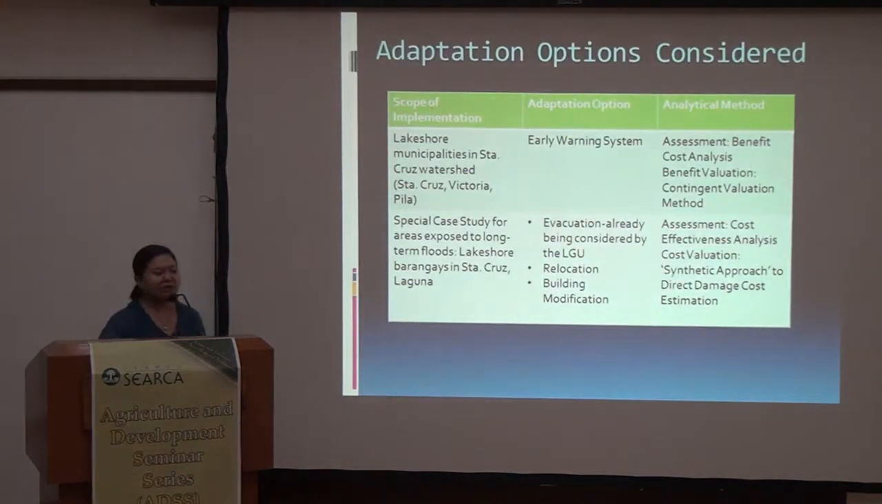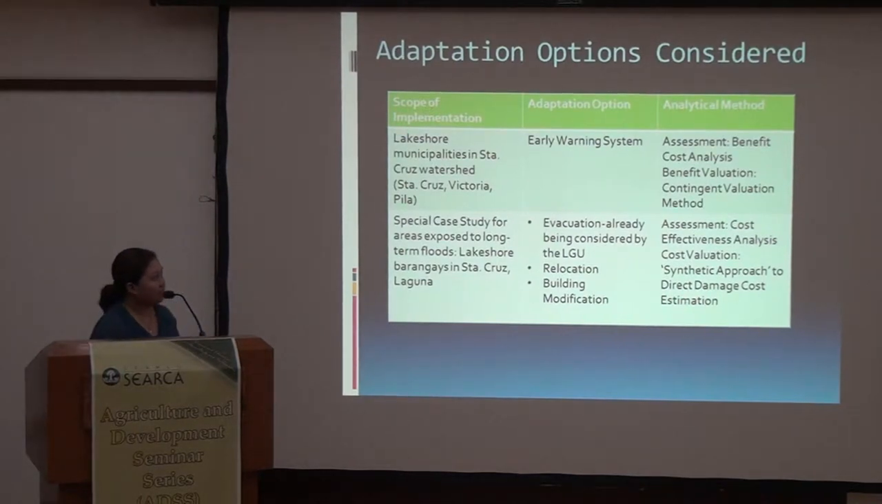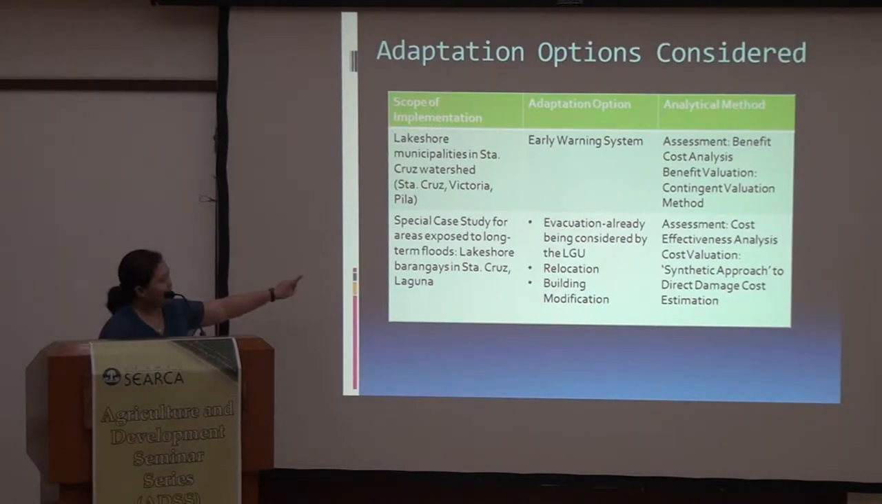And these were our identified options. First is the early warning system. The early warning system is planned to be implemented along all the lakeshore municipalities in the Santa Cruz River watershed. The second option is focusing on the lakeshore barangays in the Santa Cruz River watershed that experience long-term inundation.